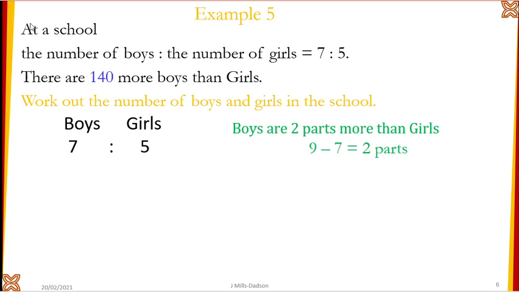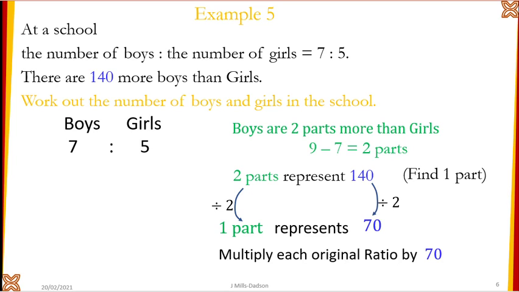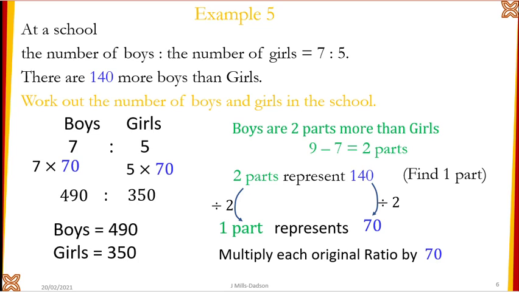That 2 parts represent the 140 extra boys. So set it up. 2 parts represent 140. You need to just work out 1 part. So divide each side by 2. 1 part represents 70. So knowing 1 part, we can work out any other part. So we need to work out boys is 7 times the 1 part, which equals 70, and 5 times 70. So we have 490 for boys and 350 for girls.